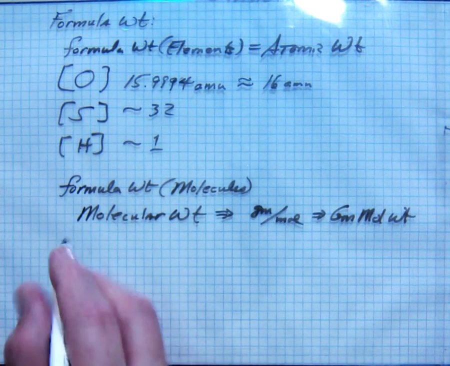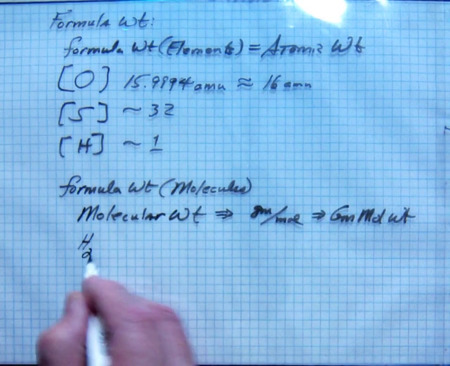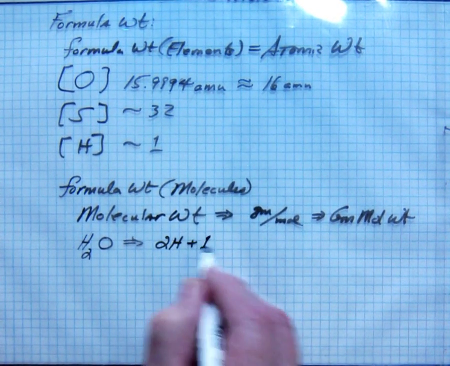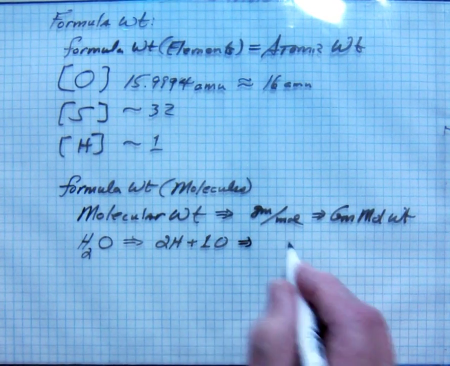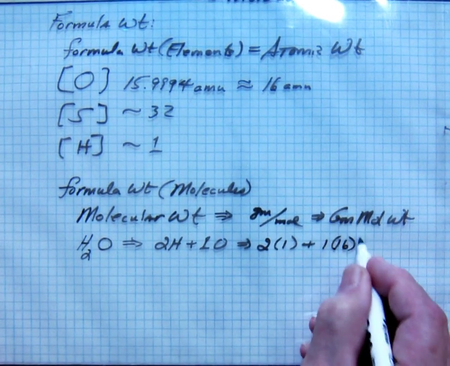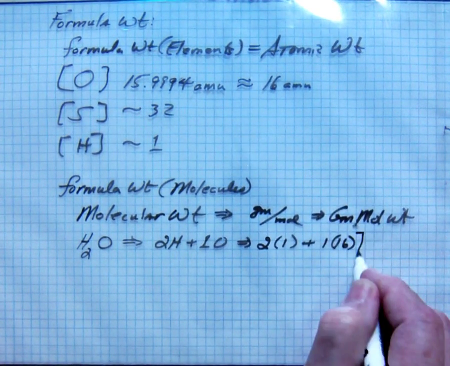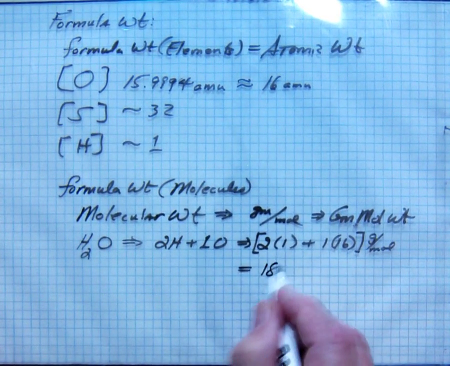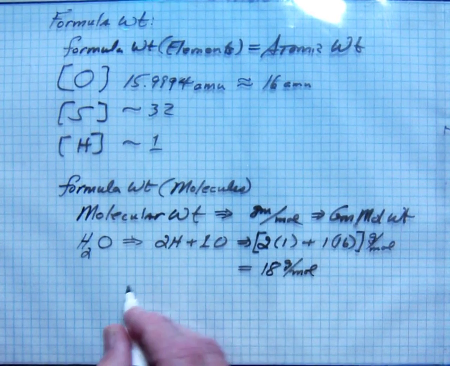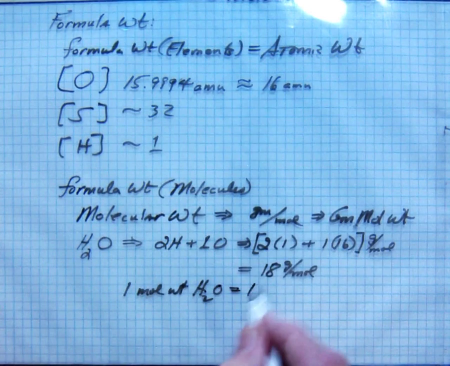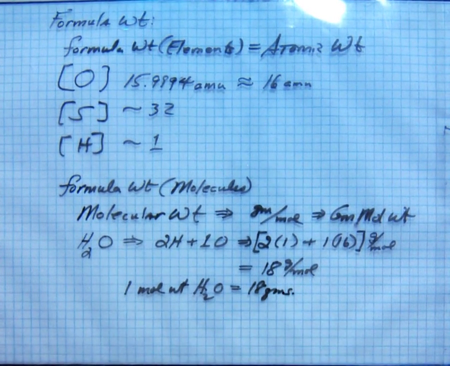Now, a couple of problems that may be needed. H2O, how do we get a formula weight? Well, it's obvious, it's 2 hydrogens and 1 oxygen, and in that I will multiply 1 plus 1 times 16, and it'll be grams per mole, and of course that will be 18 grams per mole. That is, 1 mole weight of H2O equals 18 grams. So we'll get to that in more detail and its importance here in a moment.